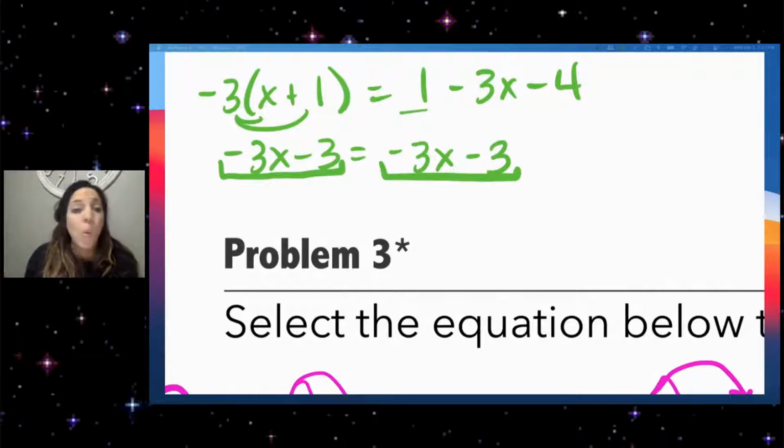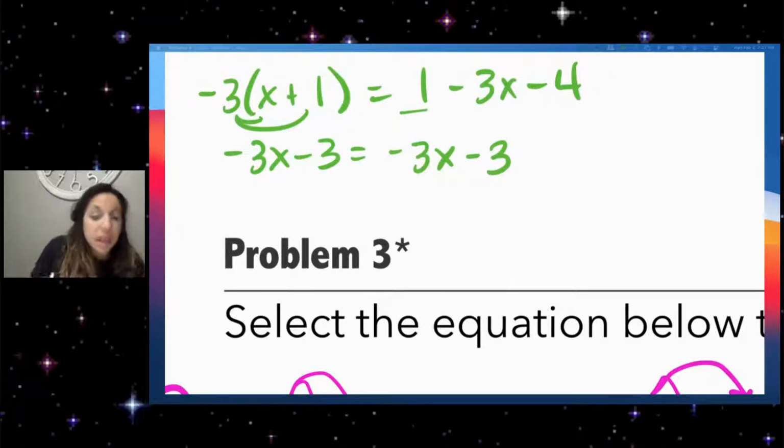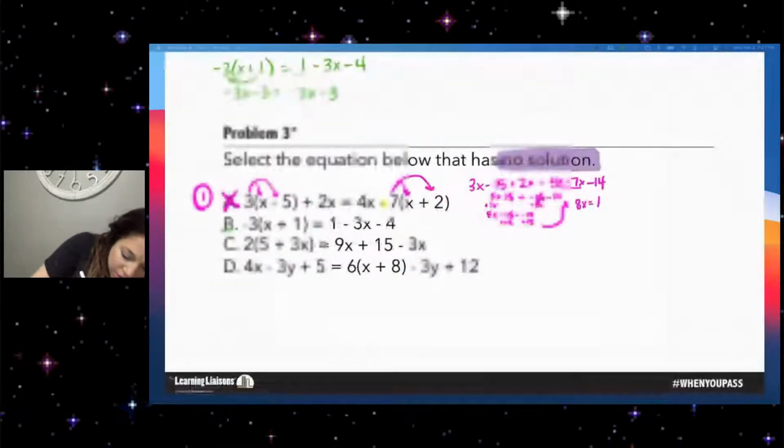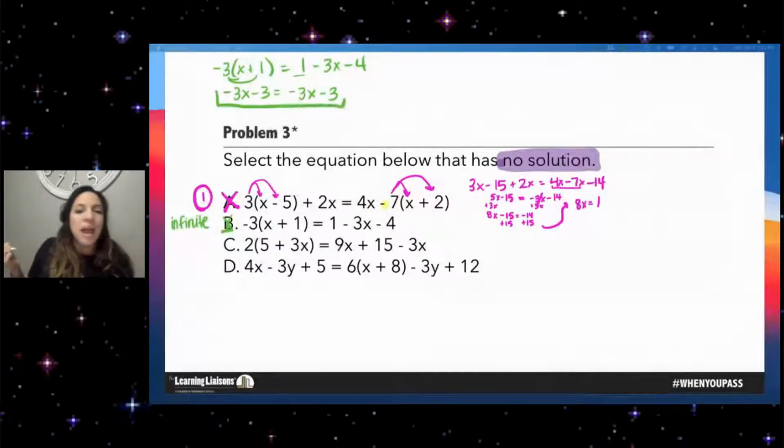So no matter what I pick for x, am I going to get the same thing? Yeah, if I pick 2 and I put a 2 here and a 2 here, I'm going to get the same thing on both sides. If I pick a 1,000 and a 1,000, I'm going to get the same thing. So this is going to have infinite number of solutions. So B is out. Because I could literally pick anything I want and it's going to work. Let's go ahead and do letter C.